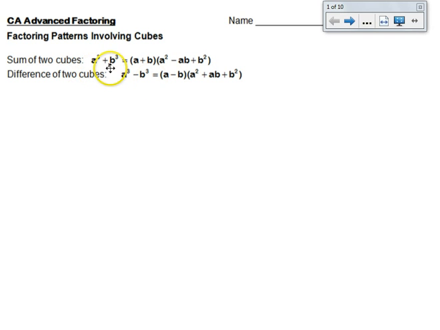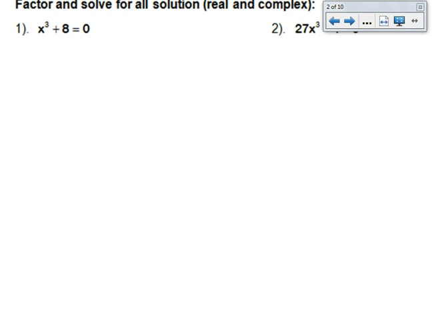So if you have the sum of two cubes, it factors like so, and the difference factors like so. They're very similar patterns, the only difference is where the negative is located. So it's plus minus plus for the addition, and minus plus plus for the subtraction. So we're going to completely factor and then go ahead and solve for all real and complex solutions in this particular question. So it's the sum of two cubes.